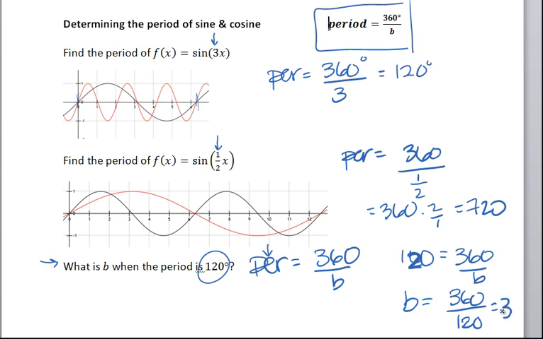And that makes sense, because in the first problem I gave you sine of 3x and we determined that our period was 120. Using the same formula but in a different way, here I'm given that the period is 120 and my b is 3.